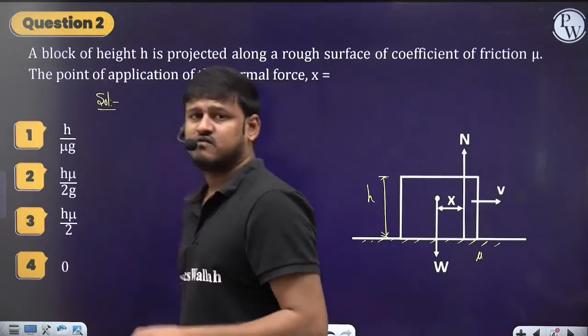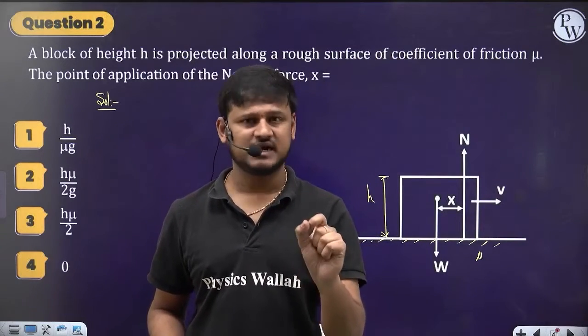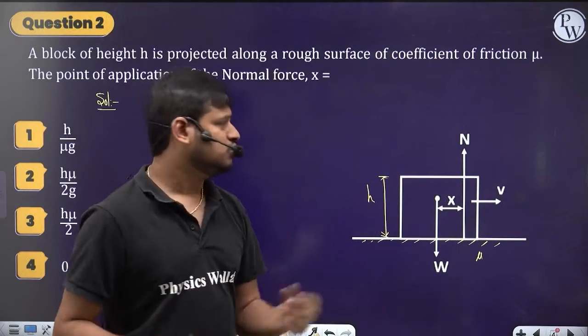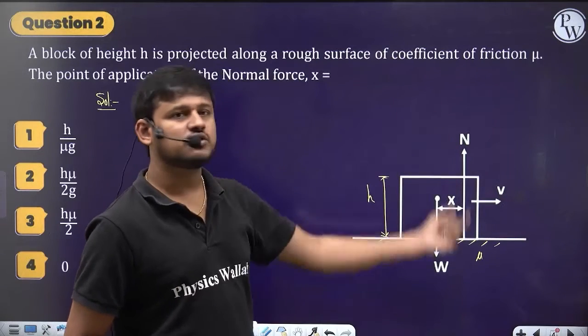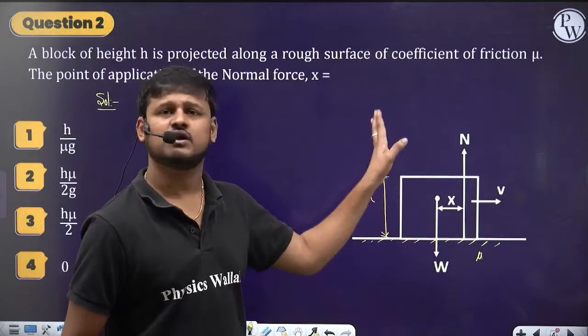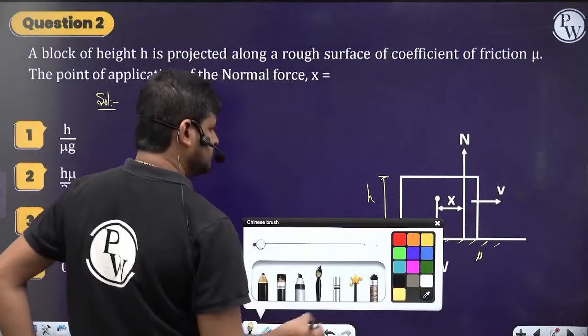See, one thing is the normal does not pass through the center. Remember it, guys. Most of the students think that normal passes through the center. So if you take the torque about the center, the torque due to normal will be 0. No, the torque due to normal will not be 0. The normal will not pass through the center. Okay, so in this particular case, you just observe.